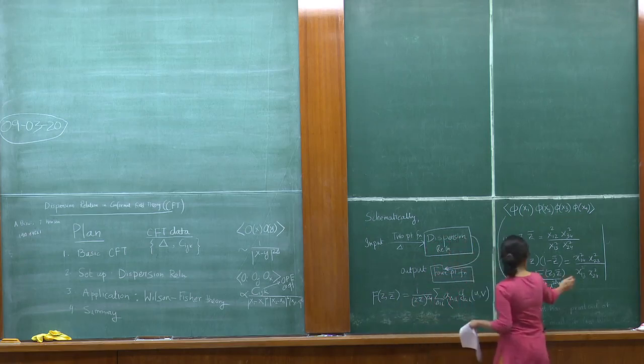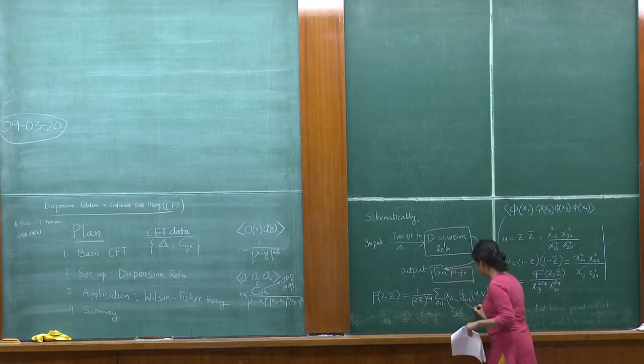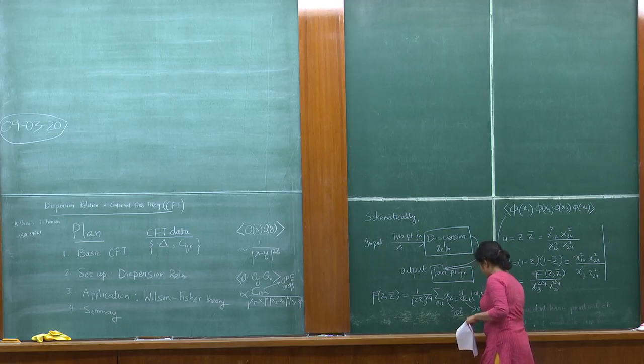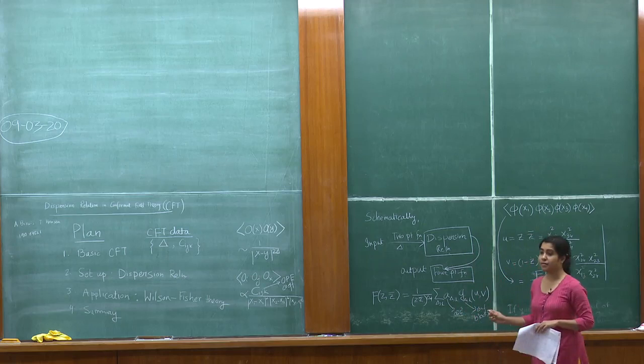So this is how we decompose the 4-point function. These are the OPE coefficients squared, and these are the conformal blocks. So this is like a non-canonical choice of this design.